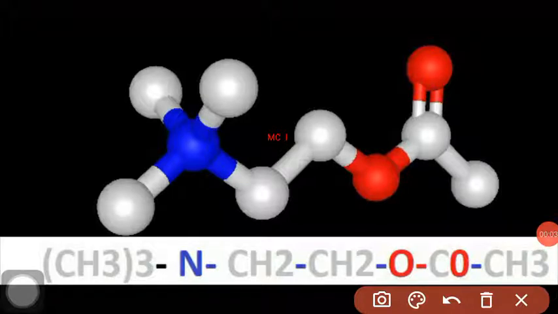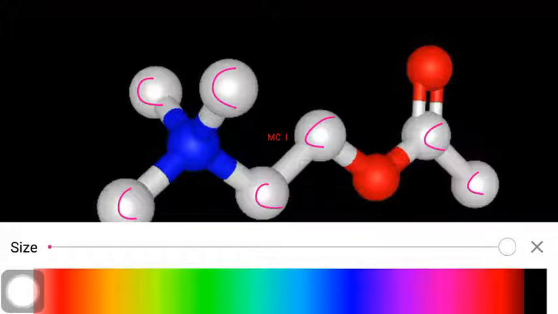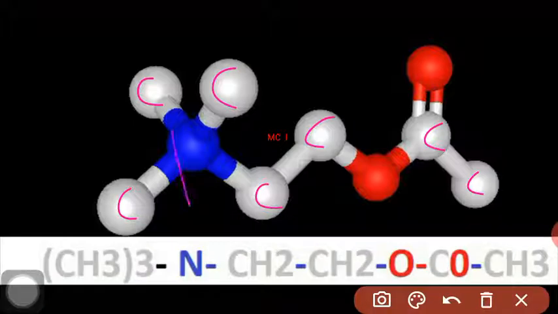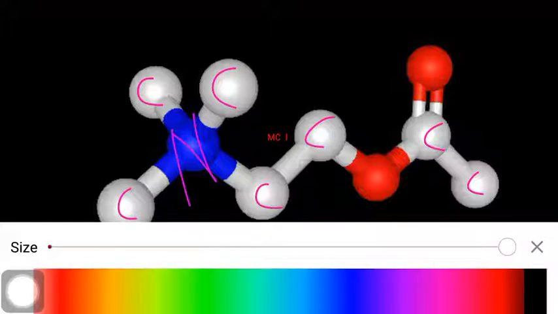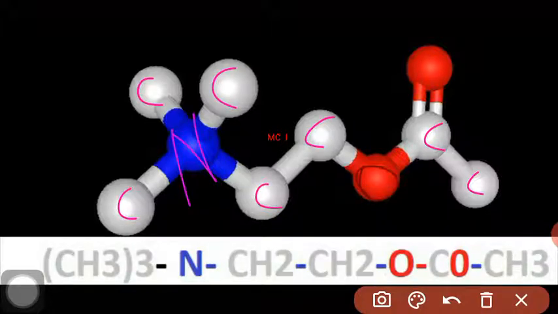This is with carbon, and this is nitrogen, and this is oxygen. Okay. Now, this structure is without any hydrogen.